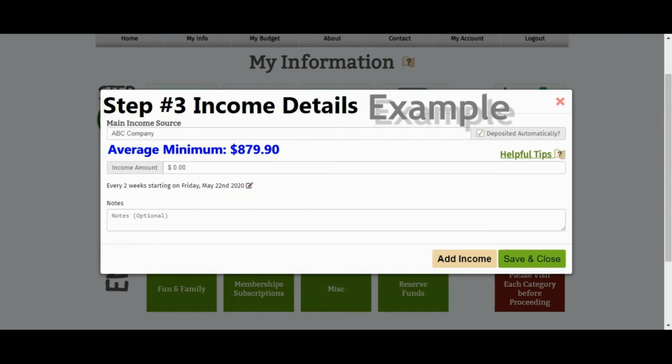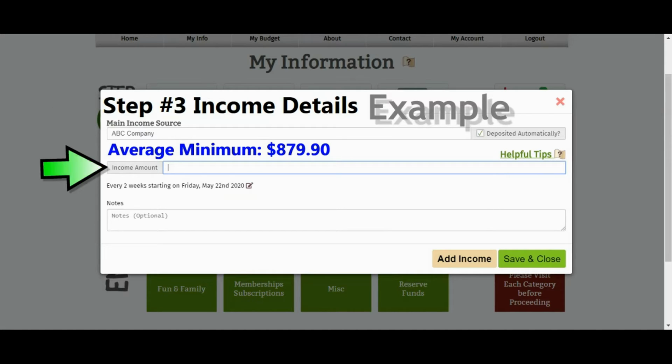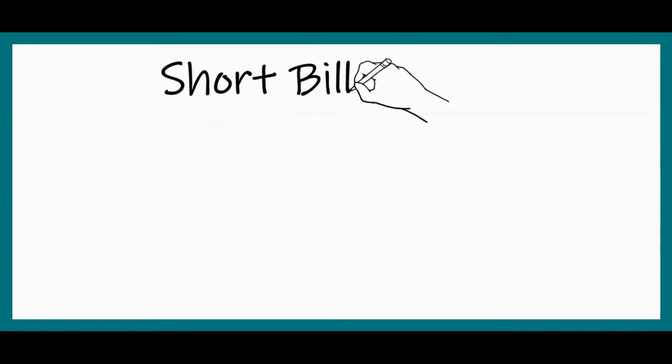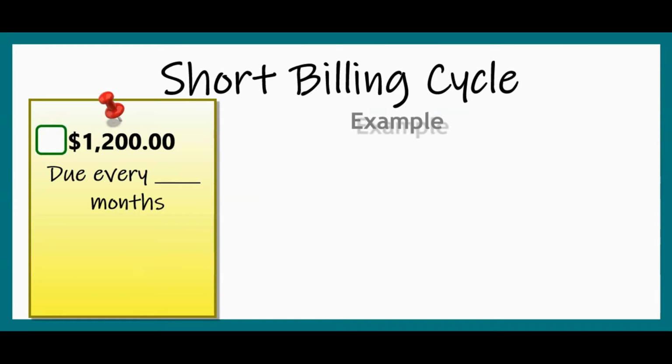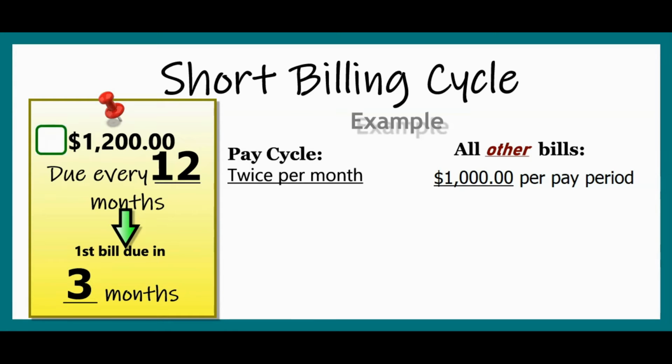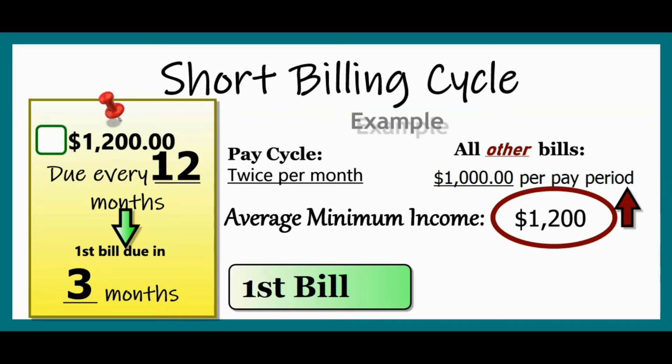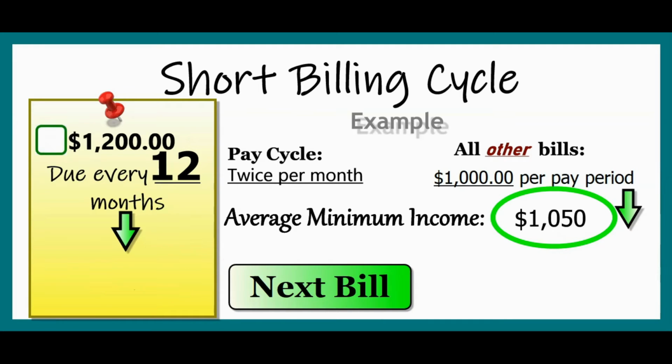Step 3, Income Details. This is where you'll find the average minimum. Enter an income amount here that is equal to or greater than this minimum amount. Or simply add additional income. Also at first, if any expenses fall short of a full bill cycle, the average minimum may seem higher than usual. But once the first bill or bills pay out, the average minimum resets.